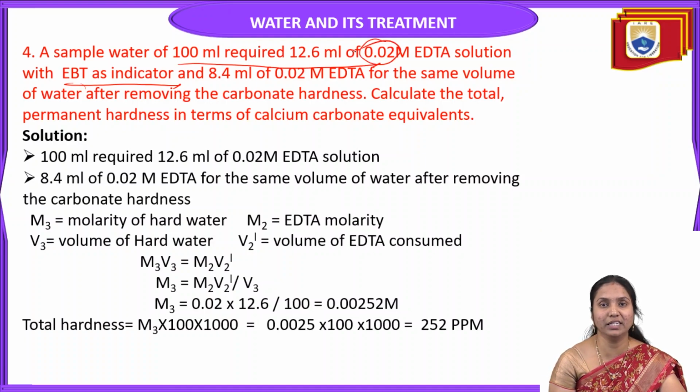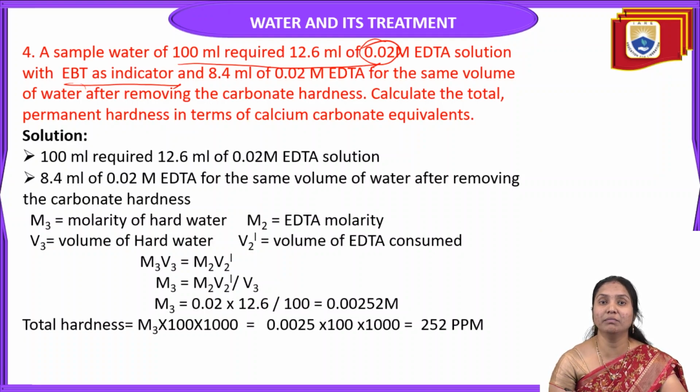0.02 M EDTA solution. Here, for the general EDTA titration we are using the EBT indicator, Eriochrome Black T. We already discussed in previous classes how to calculate it and the procedure of the EDTA method, and how to estimate hardness using this indicator and EDTA solution. Based on that, today we will discuss numericals on the EDTA method.